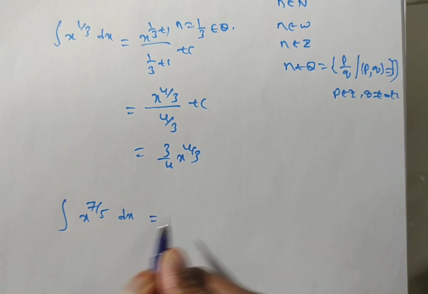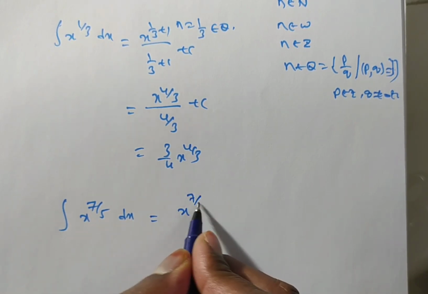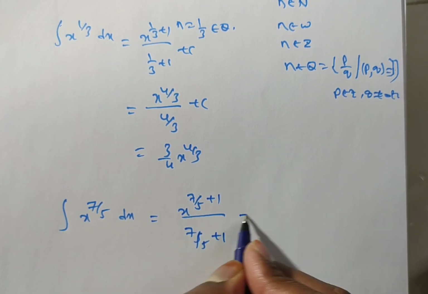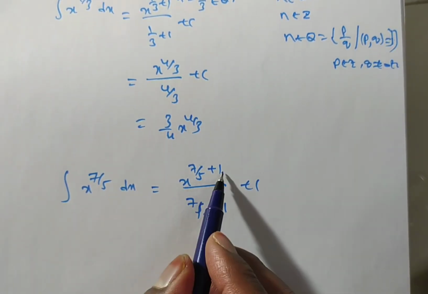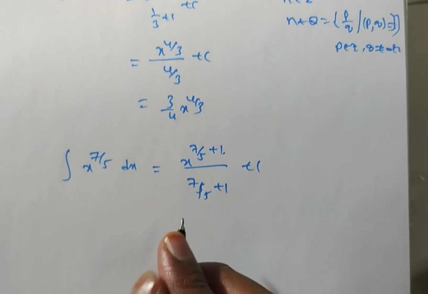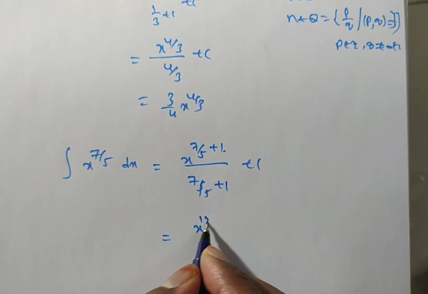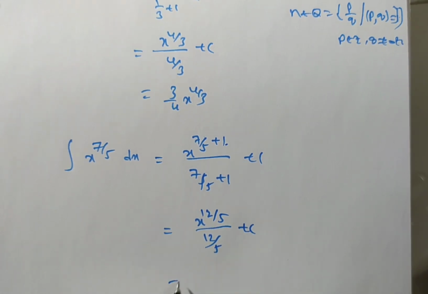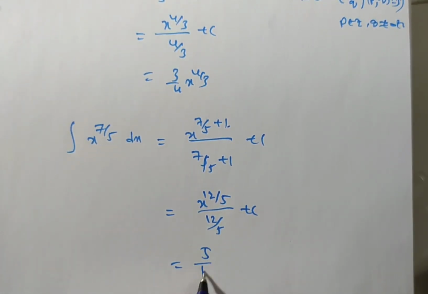So what is the integral of this? x to the power of 7/5 plus 1, divided by 7/5 plus 1, plus c. What is 7/5 plus 1 here? 5 plus 7 is 12 by 5. So x to the power of 12/5 divided by 12/5, plus c. Simply you can write this as 5/12 times x to the power of 12/5 plus c.